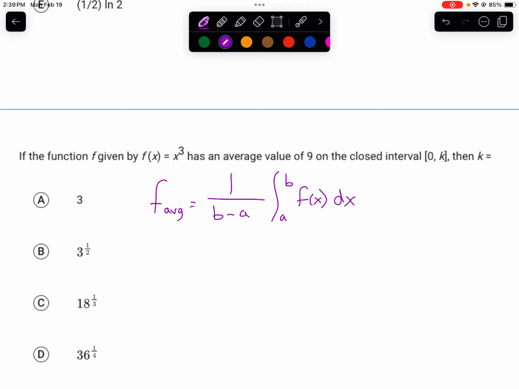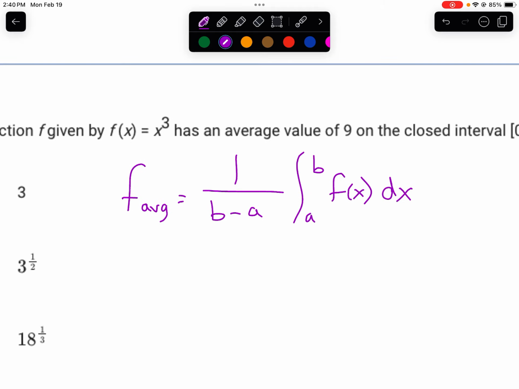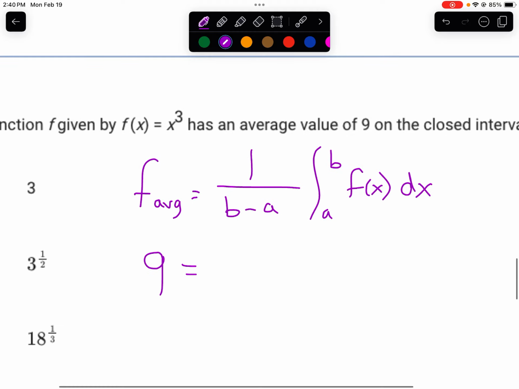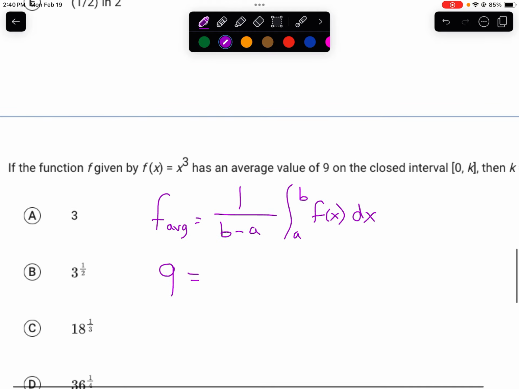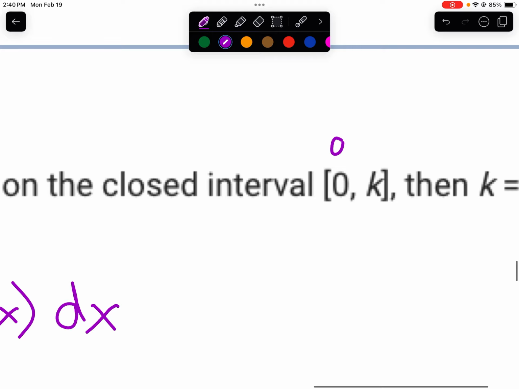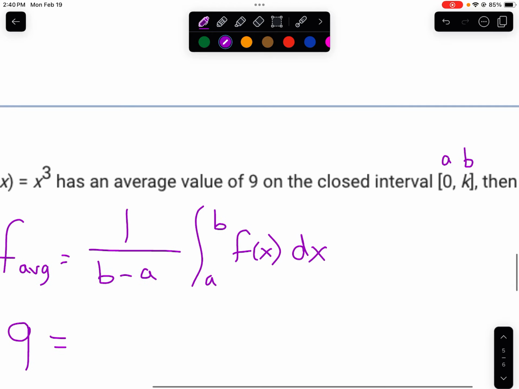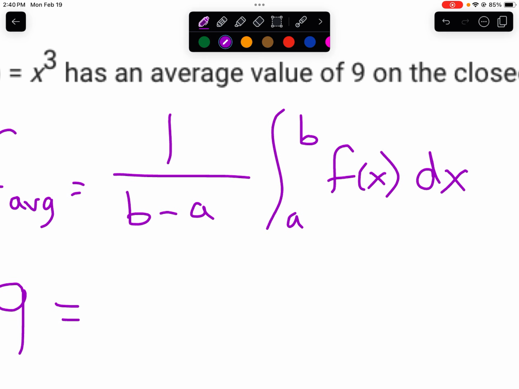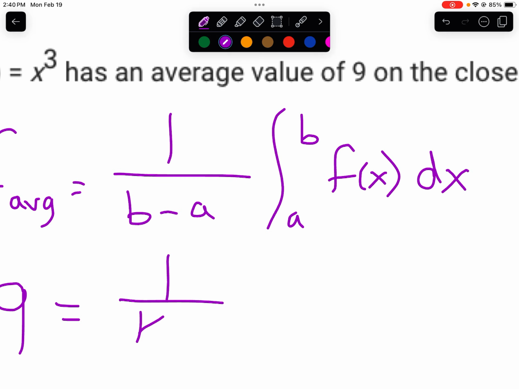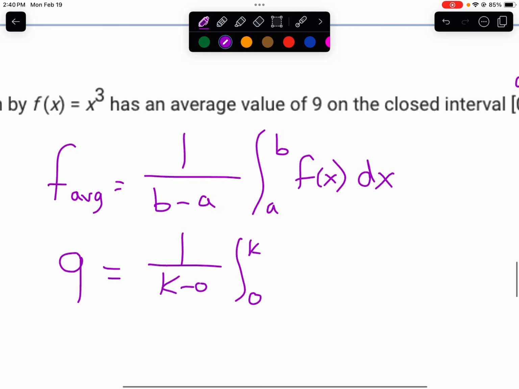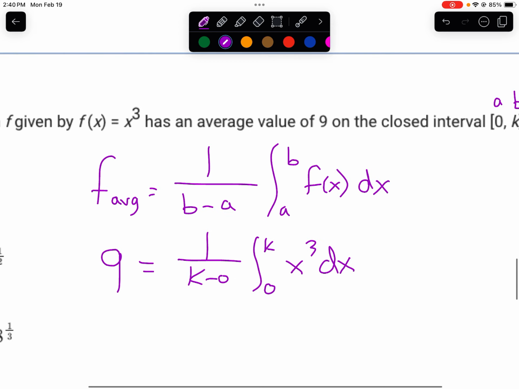We know that this function has an average value of 9, so I can plug that in right here. And it's got an average value of 9 on the closed interval from x equals 0 to x equals some constant k. Well, let's plug those values in for a and b respectively. So this will be 1 over k minus 0 times the definite integral from 0 to k. And we know what f of x is. It's x cubed. So I have taken the average value formula and plugged in everything we know to it.